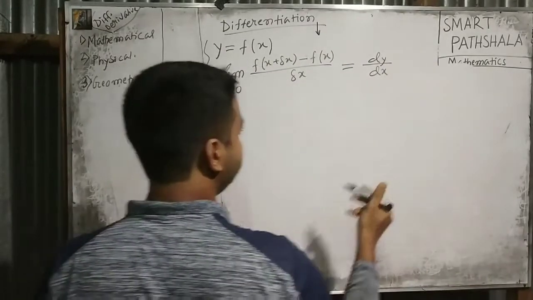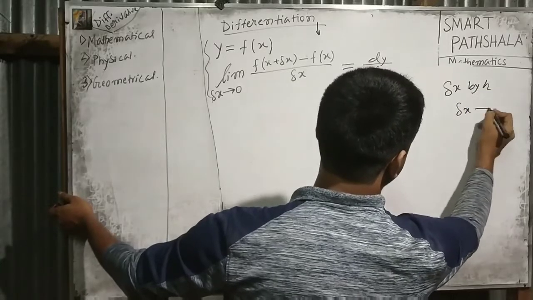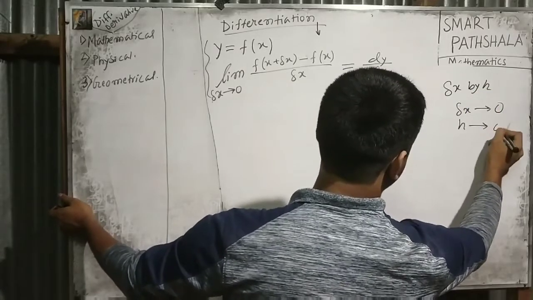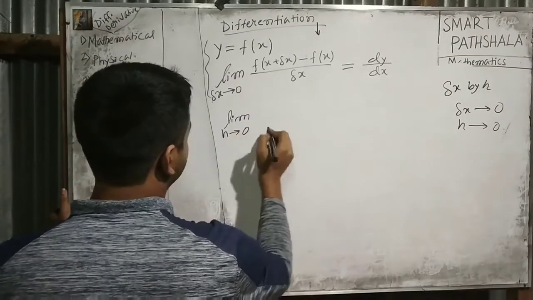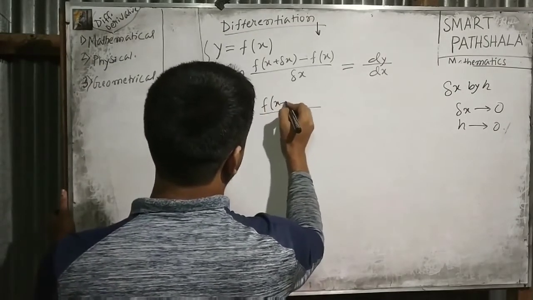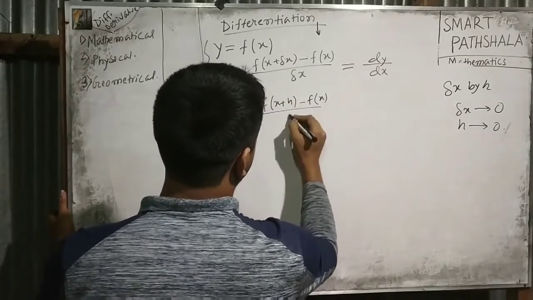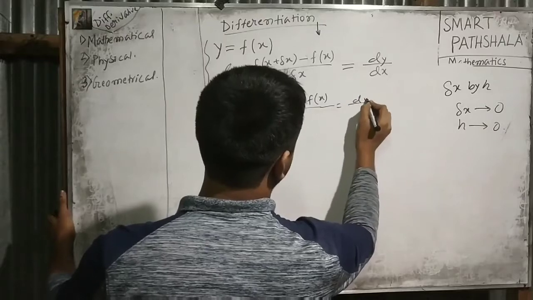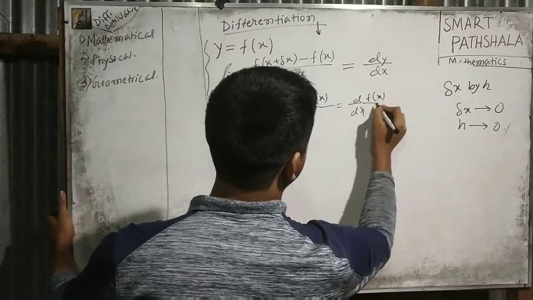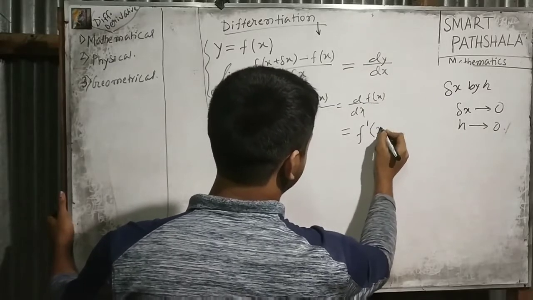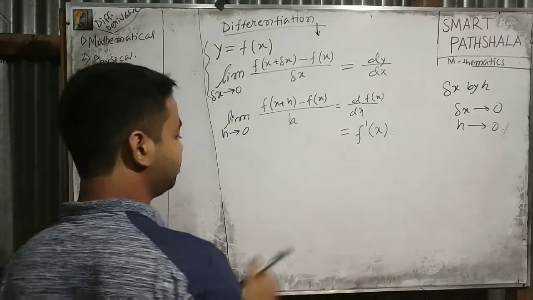Differentiation. Now we also replace this del x by h. So when del x is tending towards 0, then obviously h is also tending towards 0. So we write limit h tending towards 0 of f of x plus h minus f of x by h, which can also be written as dy by dx, or better, d of f of x. This is also written in this form, f dash x.